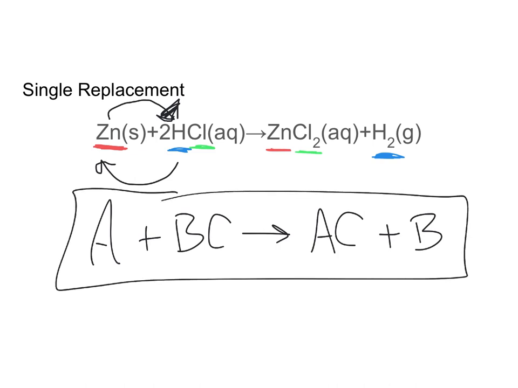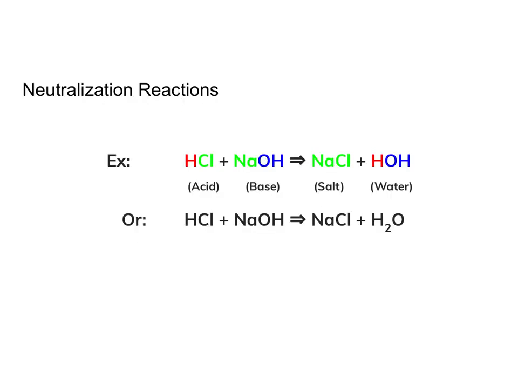And it doesn't just have to be A replacing B. A could have replaced C in this case, and I ended up with BA. It doesn't really matter which way, but one element is replacing another element in the compound, and that other one is kicked off and is now by itself. But this is what a single replacement reaction looks like. So another type of reaction is called a neutralization reaction, and you've heard the words acids and bases before, but this is a reaction between an acid and a base.